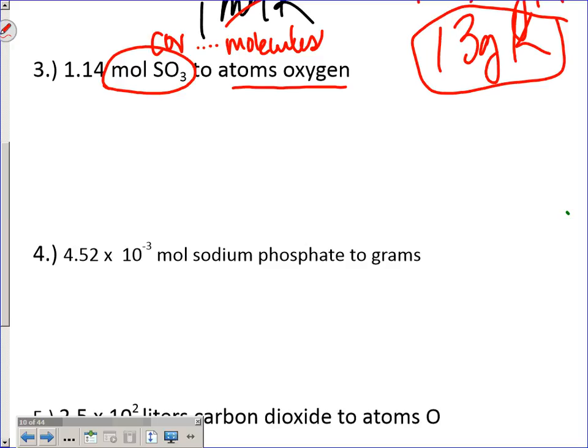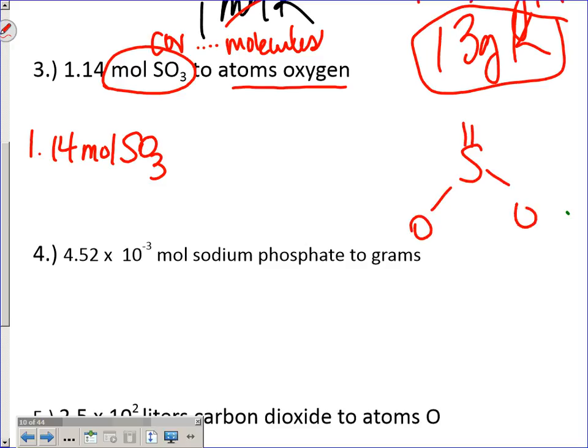So let's just get started, and then we'll figure out our way as we go. Start off with your first number, 1.14 moles of SO3. Now, noticing that I'm going all the way down to just teeny tiny atoms of oxygen. Before I get down to atoms of oxygen, I need to get to molecules. And here's what you're thinking. I'll write this over here. SO3 looks like this. This is basically what it looks like in the Lewis dot model. That's what it looks like, right?